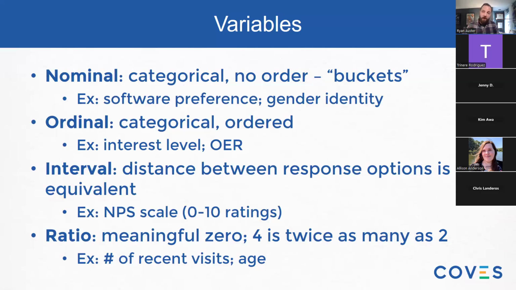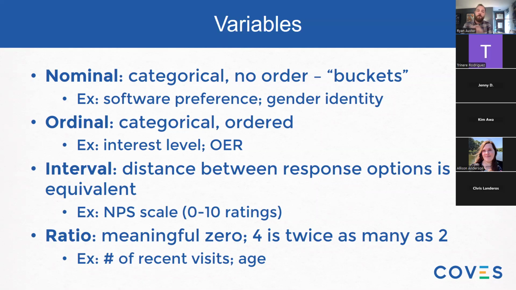Interval takes that a step farther and says that the distance between those response options is the same, right? So this is a bad example: poor to fair and fair to good is the same distance. That's a bad example. A better example is 0 to 10 ratings, right? 0 to 1, 1 to 2, 2 to 3 are all even intervals. So the distance is the same between those response options.